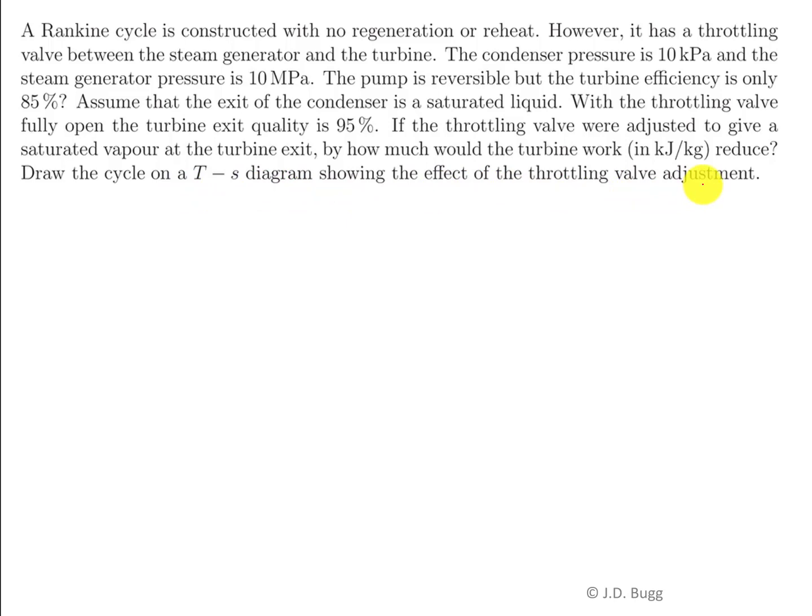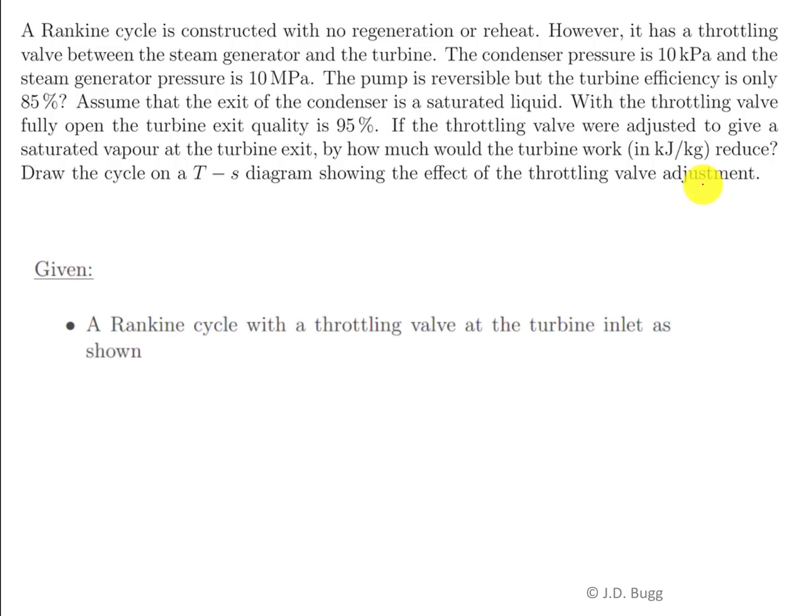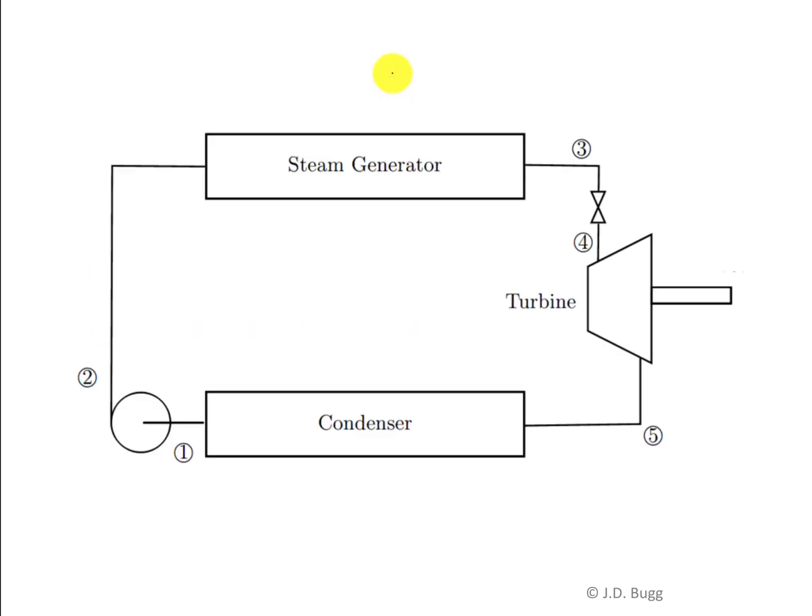So this is a Rankine cycle question, so as usual we need to understand what all of the components are in this Rankine cycle. Now notice there's no mention of any reheat or regeneration. In fact, it states explicitly that those are not occurring here. So this is a basic Rankine cycle, except that it has one extra component: there's a throttling valve between the steam generator and the turbine. So when we draw our sketch of the system, we certainly need to include that. So these are the four basic Rankine cycle components: pump, steam generator, turbine and condenser, but also a throttling valve.